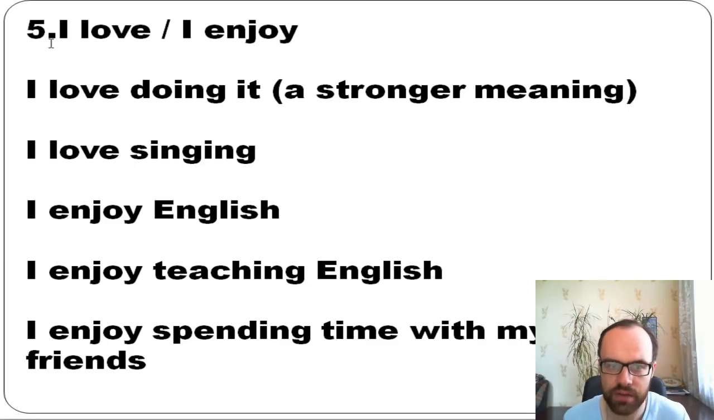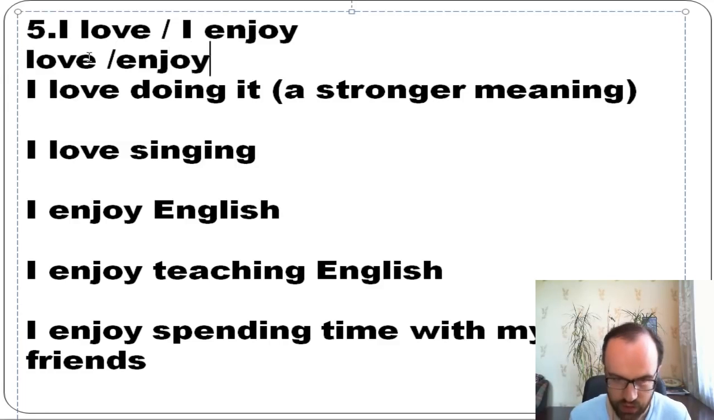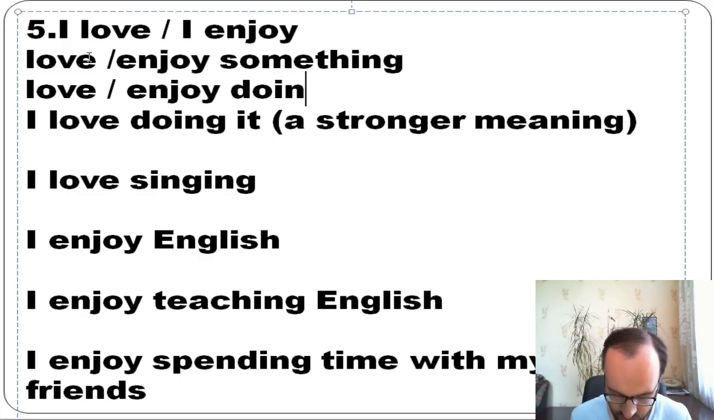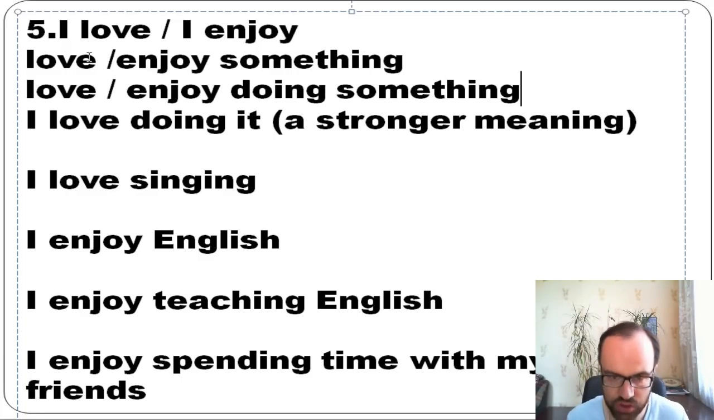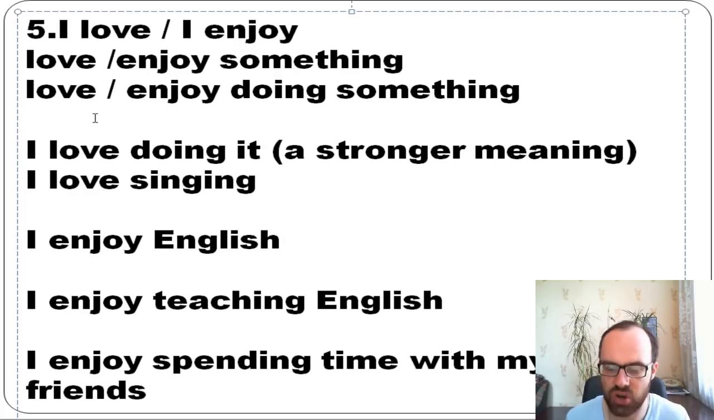Next, I love and I enjoy. So we say love or enjoy something. But if there is a verb, you say love or enjoy doing something. So I love doing it. So it has a stronger meaning.